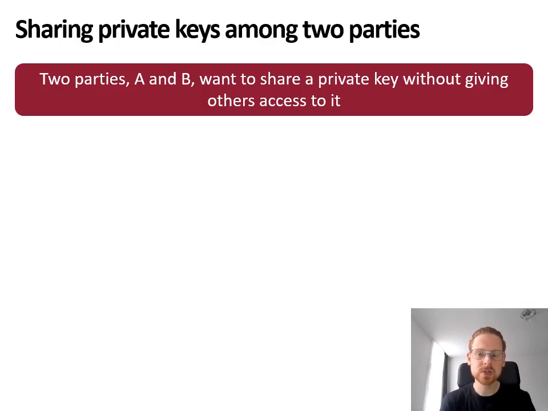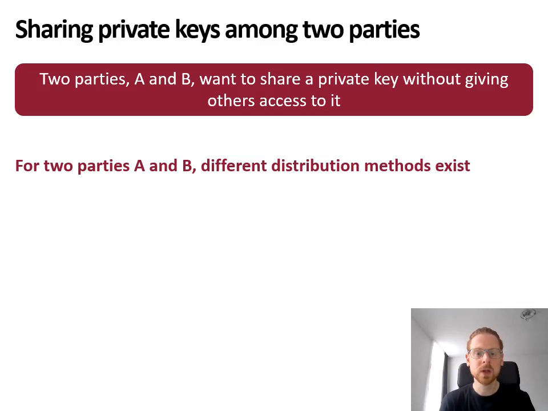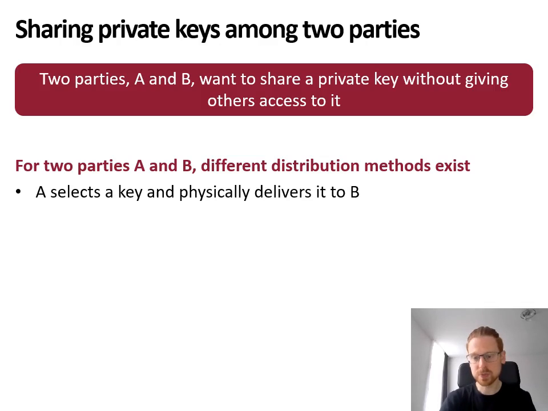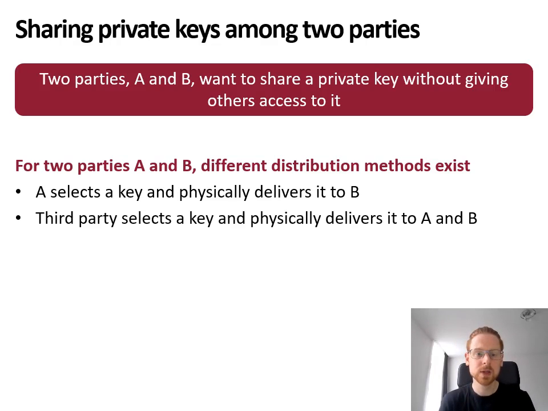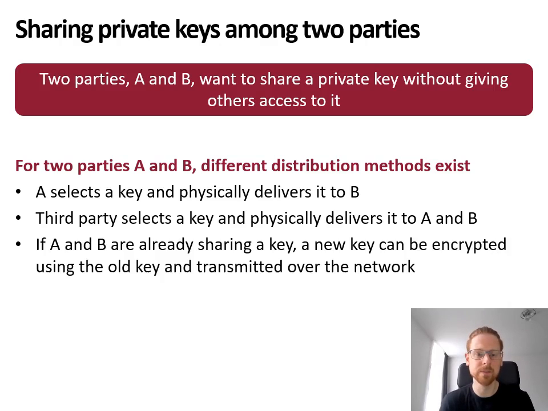There are different methods to exchange this key. The first one is that the first party, A, the one that sends the data, selects a key and physically delivers that key to B. So they walk over to B and give them, for example, on a piece of paper, the private key. The second one is that they give this task to a third party. The third party will then select the key and deliver it physically to both A and B. This obviously needs to be a trusted third party because they will have access to this secret key.